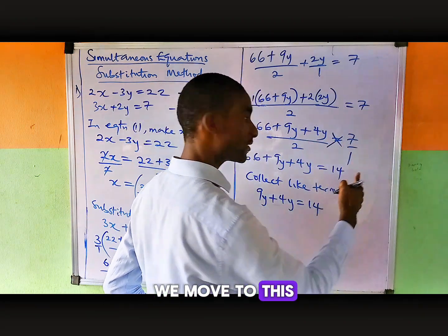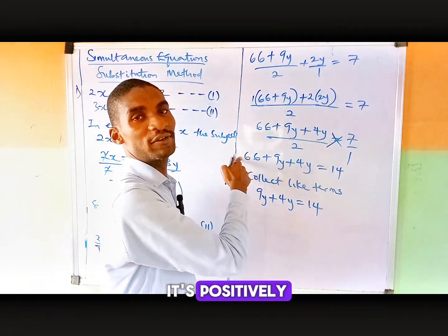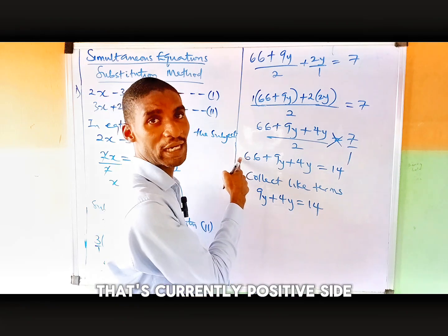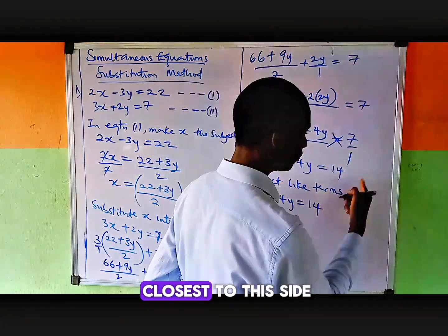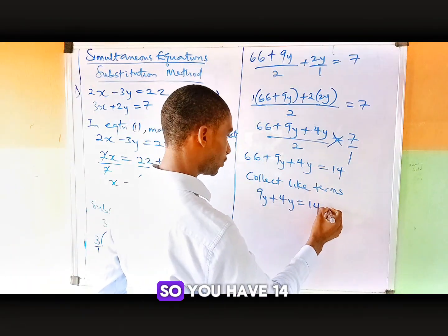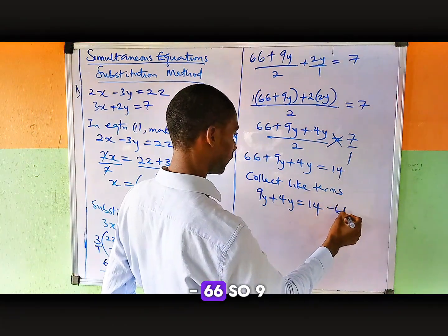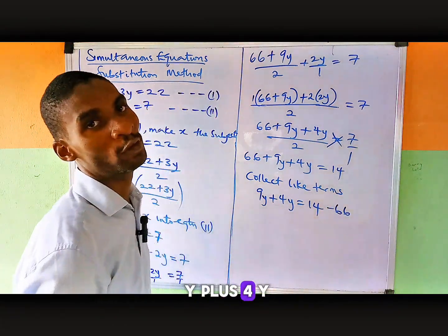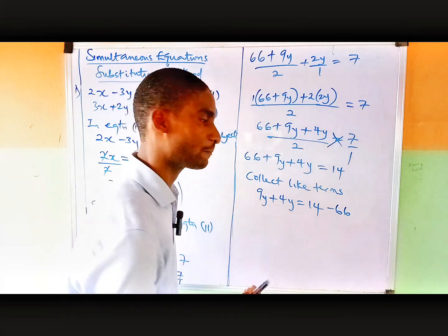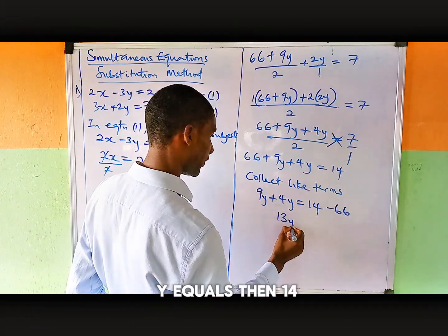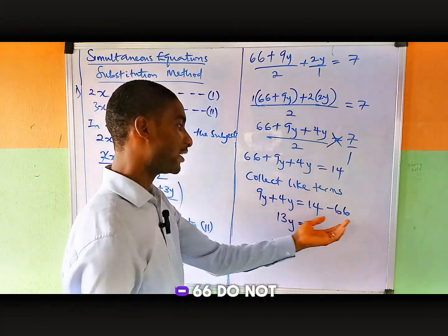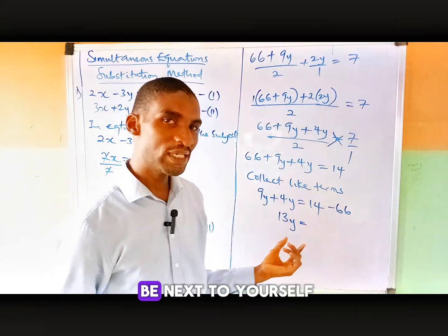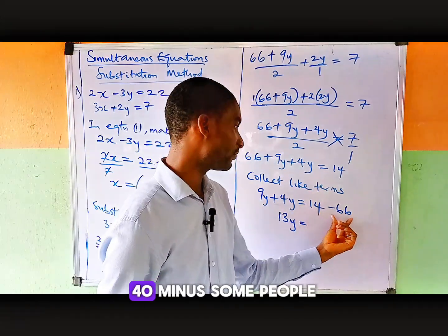66 will move to this side, and you know it's carrying a positive sign. By the time it crosses to this side, it becomes negative. So you have 14 minus 66. So 9y plus 4y is 13y. So you have 13y equals 14 minus 66. Do not be in haste to just say 14 minus.